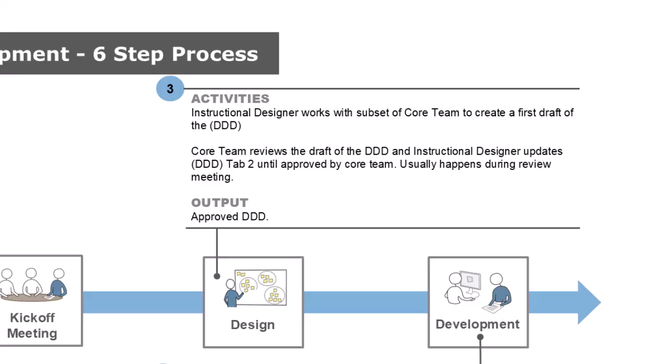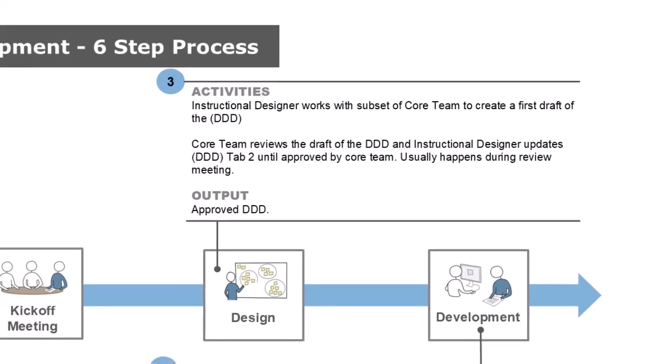And once we finish that detailed design document tab 2, we'll have a formal review of that. And it may take several meetings for the outline to be approved. Usually it only takes about 60 minutes to go through it, answer questions, and get the approval from that core team. And the output is that approved detailed design document.